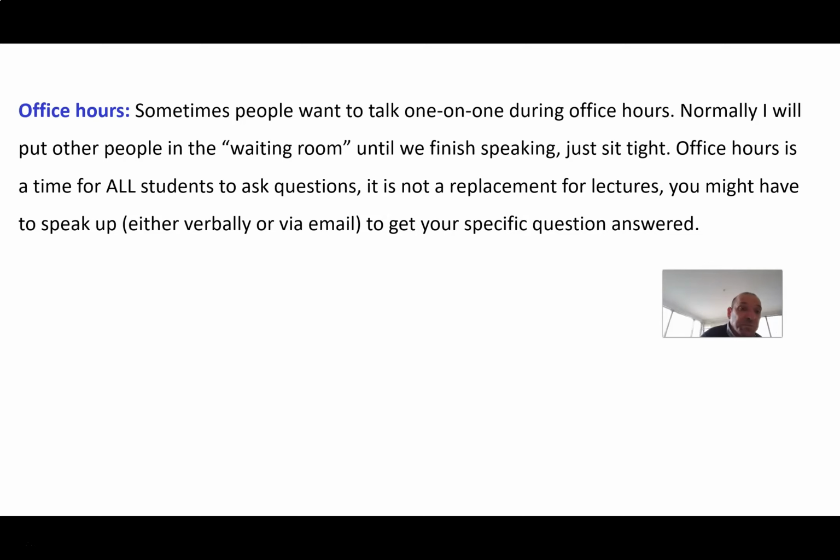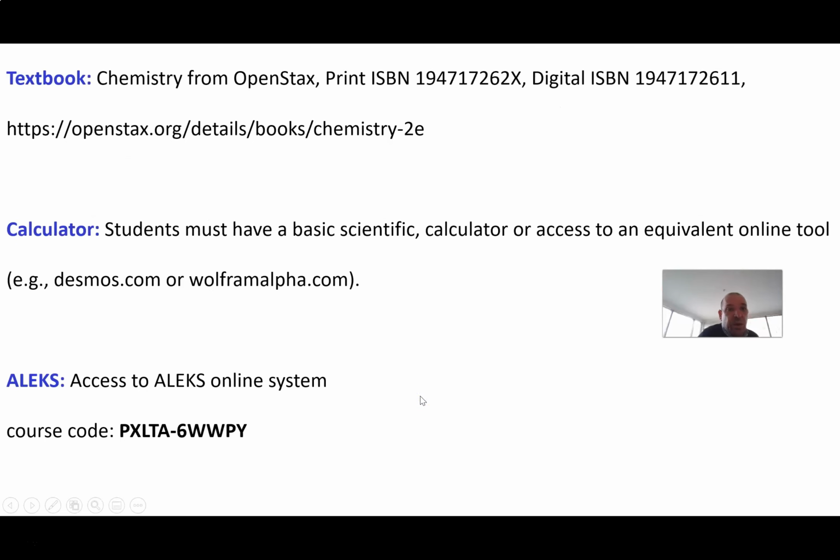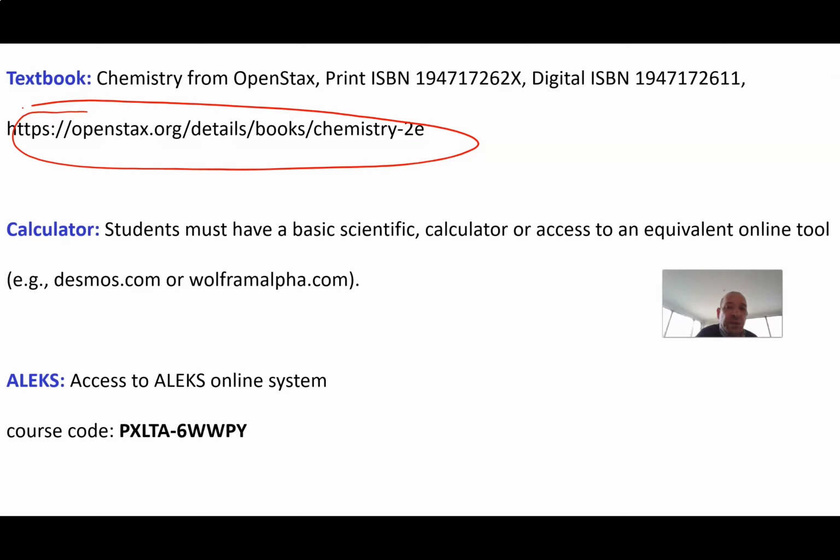All right, so we have a free textbook available from the OpenStax website. That URL is in the syllabus and also on our Canvas site, so you don't have to pay anything for the textbook. Each week I'll be giving you readings from the textbook. You need access to either a scientific calculator or an equivalent tool. An equivalent tool would be a website such as Desmos, or my preferred website, Wolfram Alpha, because it was built by a chemist.